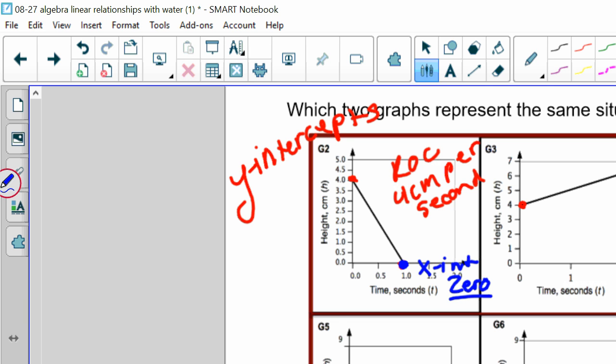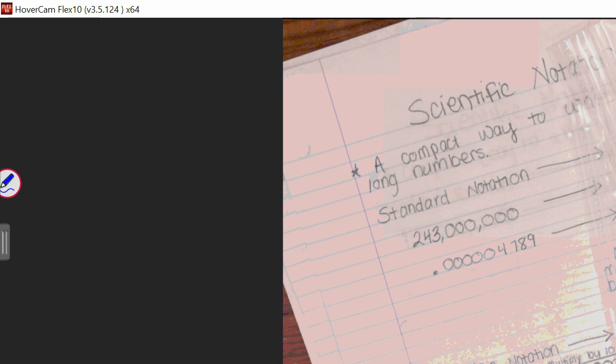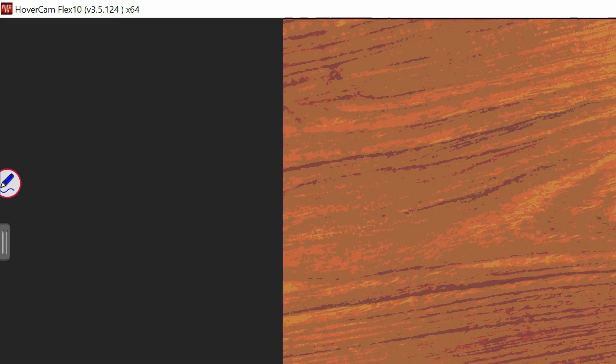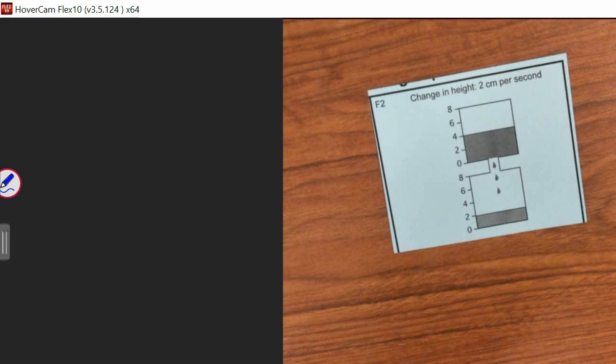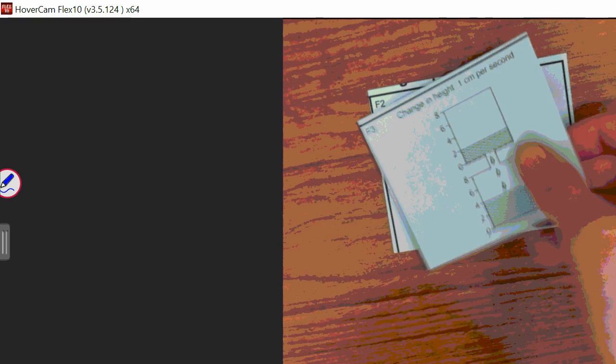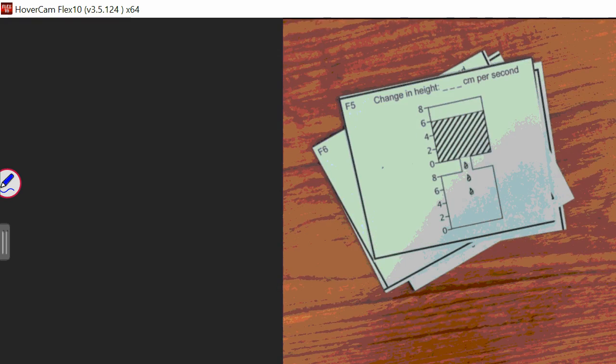Okay, so if you would please go ahead and find your picture cards. I'm going to give you a little bit of guidance with these. If you would please go ahead and start by separating all of the pictures into a pile.